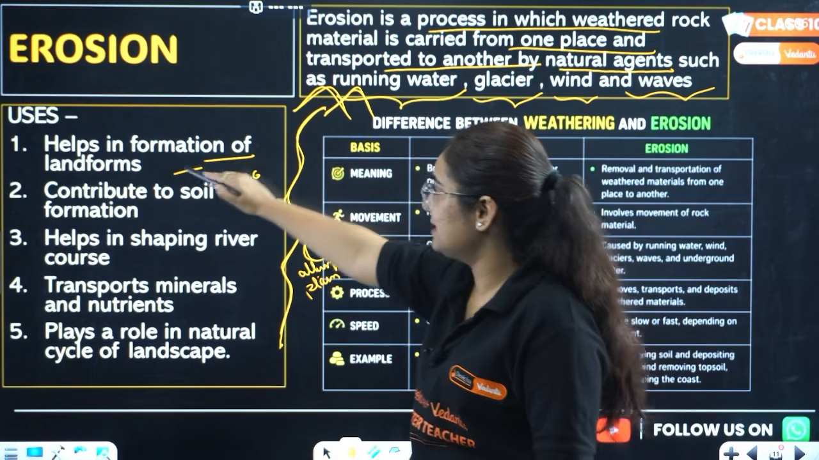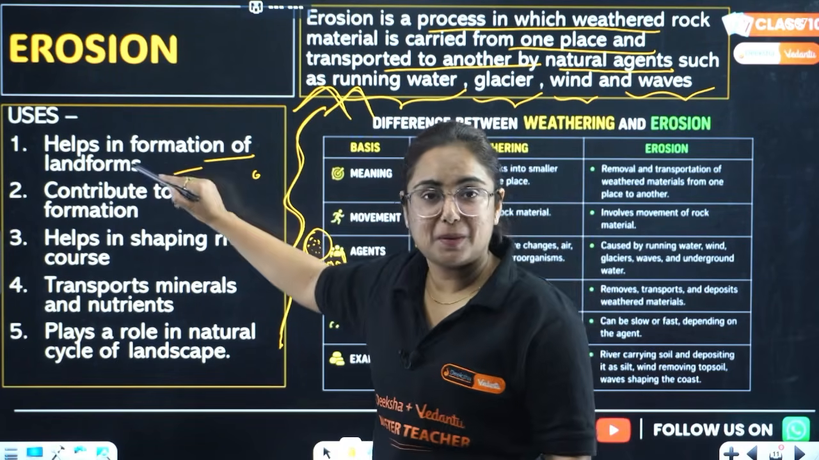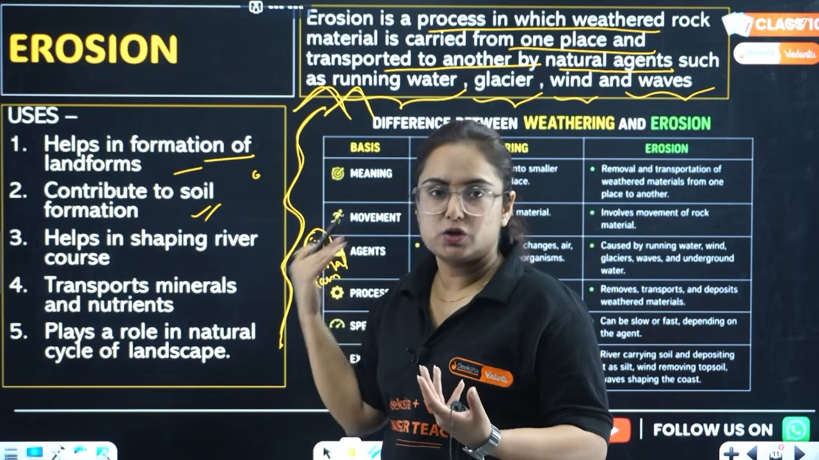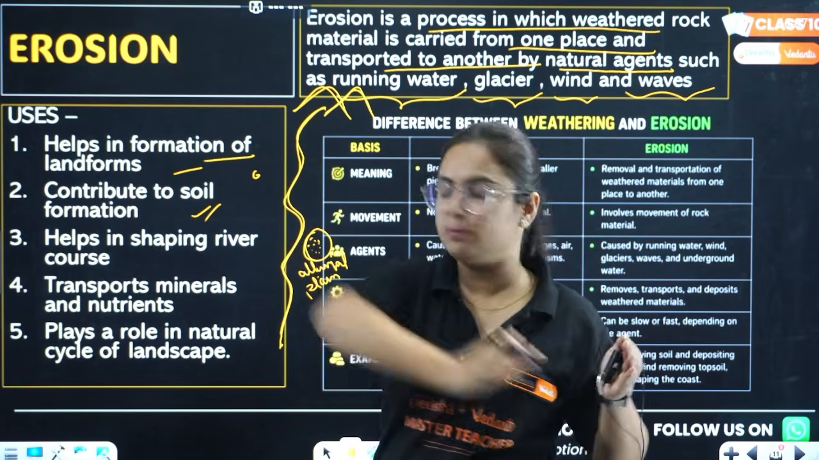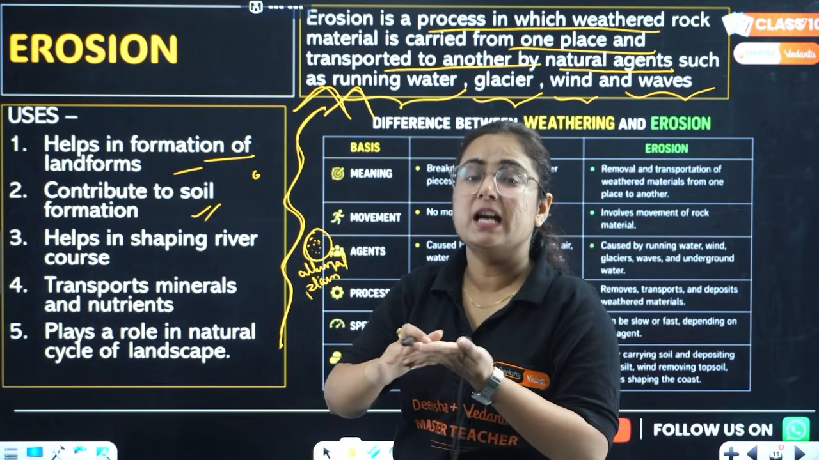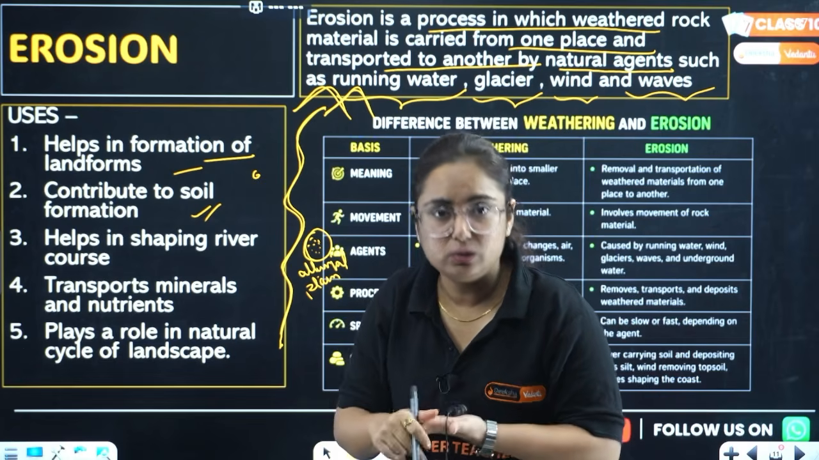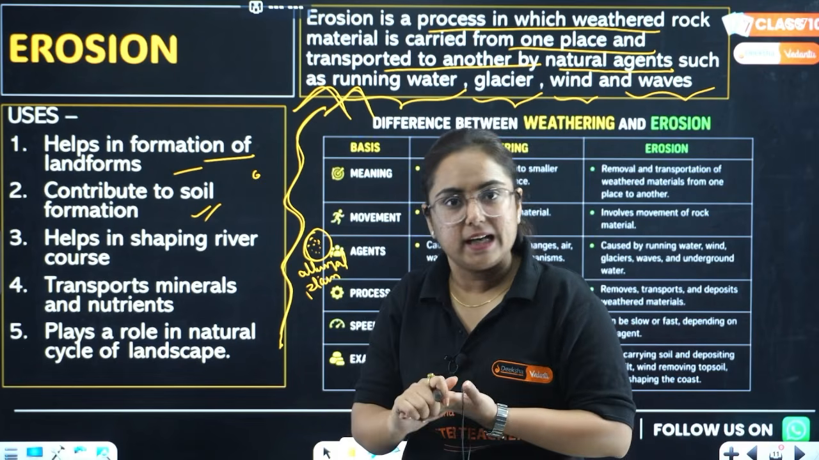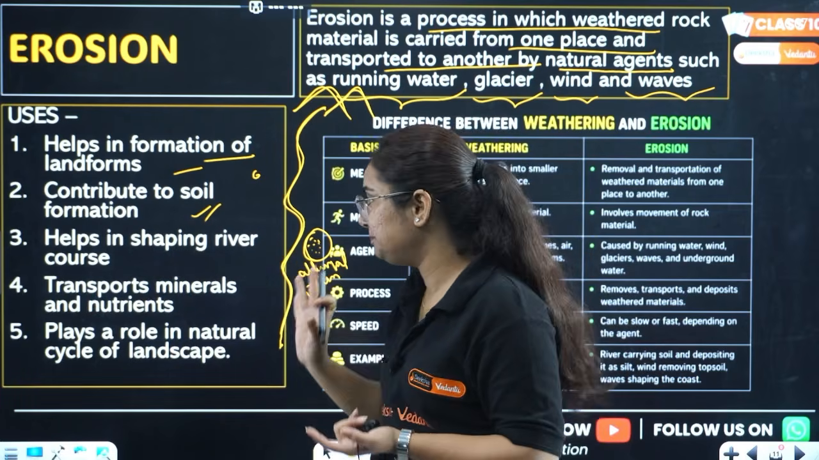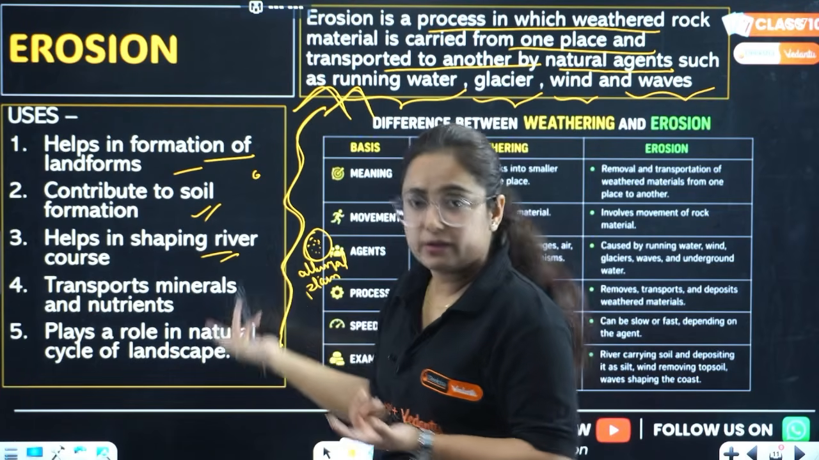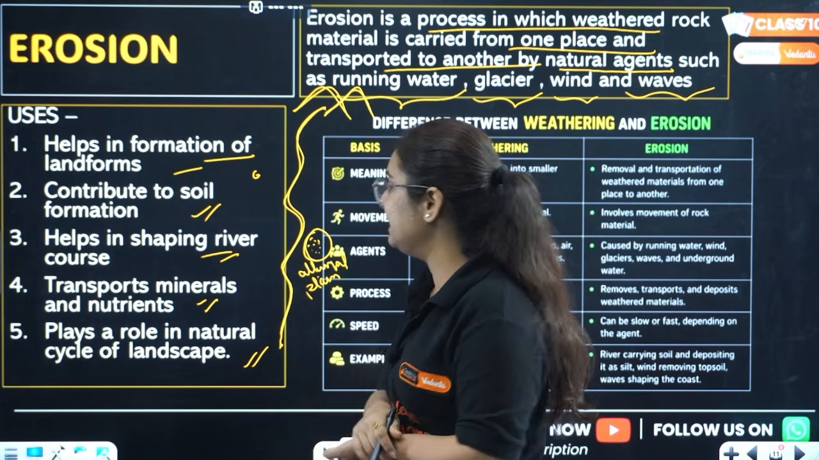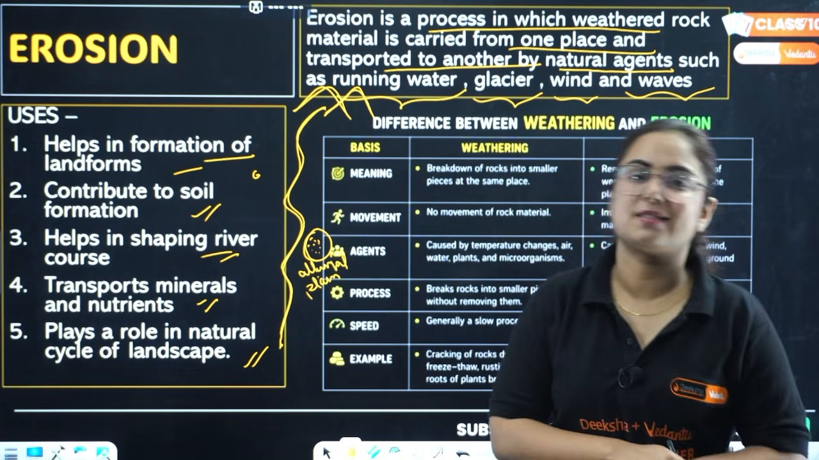So hence this is the use: it helps in the formation of landforms, and contributes to soil formation, obviously. Through erosion, sediments will be brought from one place to another. In that, the sediments get smaller into granules, mixing with humus and nutrients, forming soil. It helps in shaping the river course for sure. Transporting minerals and nutrients plays a role in the natural cycle of the landscape, and this is how it works.